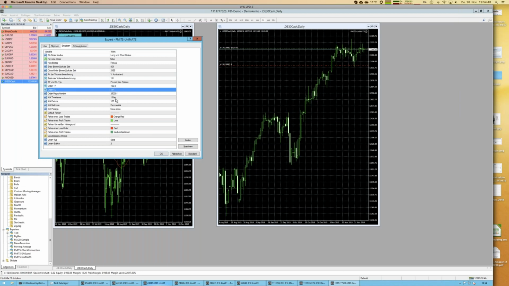Almost. I come to the magic number in a second. What we need is a time frame for the EMA, which is day, that's correct, and we need the period, which is 40. And we do it as an exponential EMA. So that is already done.